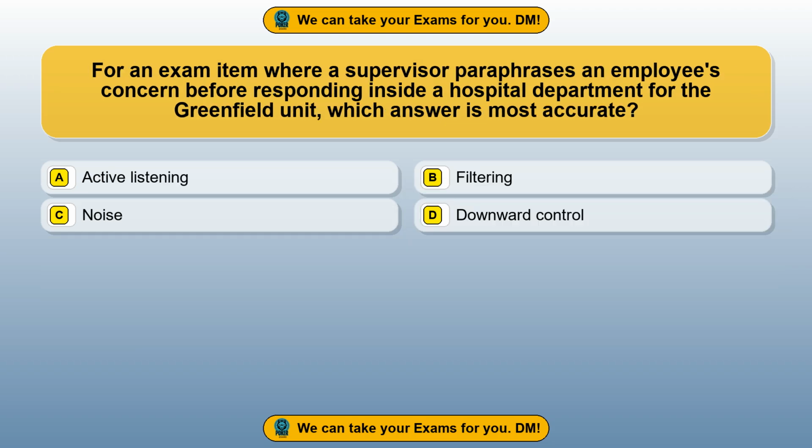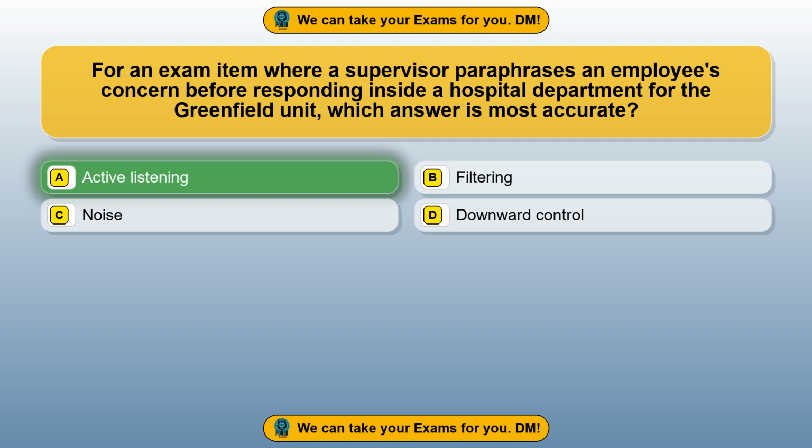Question 43. For an exam item where a supervisor paraphrases an employee's concern before responding inside a hospital department for the Greenfield unit, which answer is most accurate? Option A, active listening. Option B, filtering. Option C, noise. Option D, downward control. The correct answer is option A, active listening.